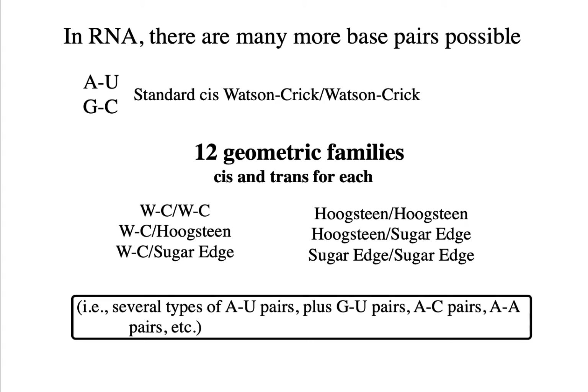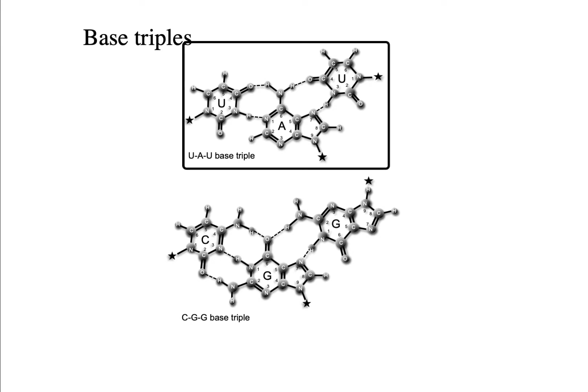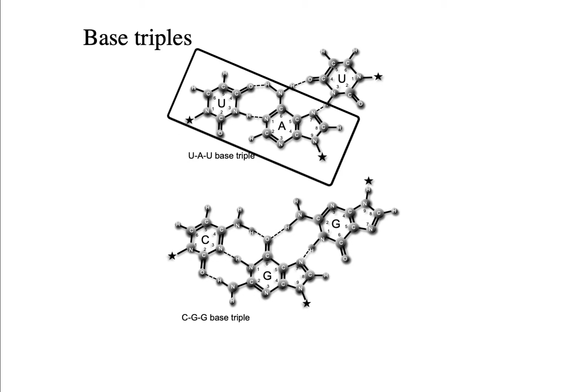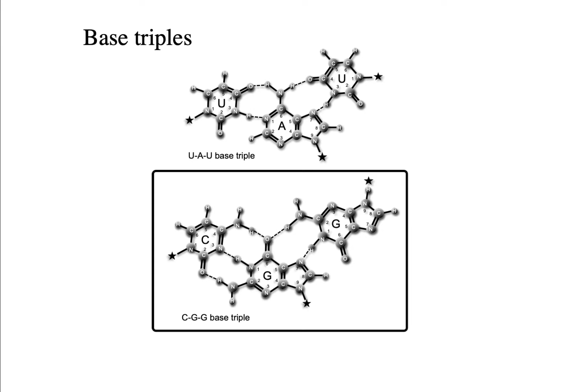So there are quite a few different possibilities of how the pairs can go together. And also there are non-standard pairs, so it's not just an AU and a GC pair, but you can have AC pairs, GU pairs, and other types of pairs also. And in addition to base pairs, there are base triples in RNA. So here's a UAU base triple, where the A and the U have formed a standard Watson-Crick edge, but then the A has also paired with another U along the sugar edge and the Watson-Crick edge of the U. And then here's a CGG base triple, which is actually quite common in RNA. There's CGG as well as CGC base triples that are common in RNAs.